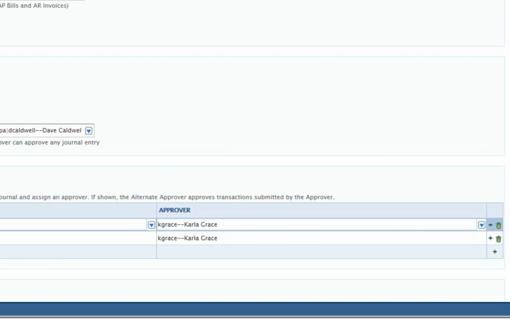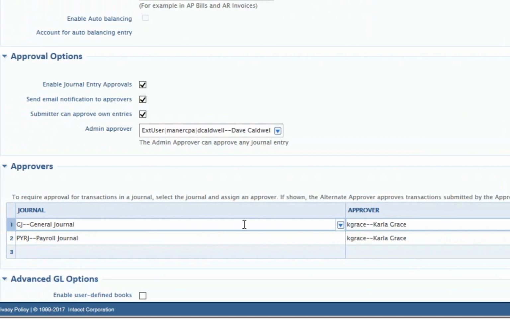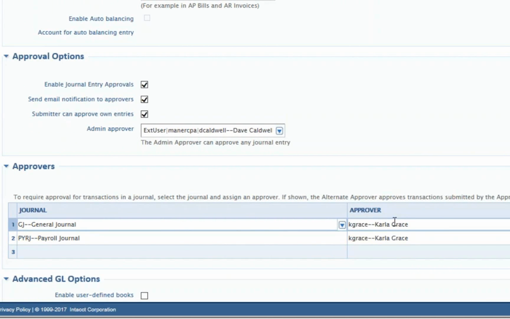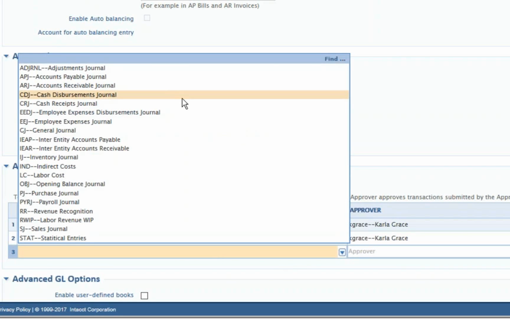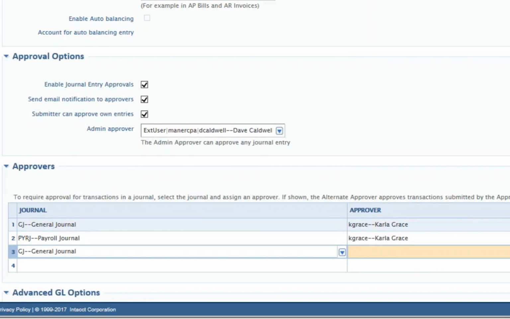Now, here's another trick that I discovered the other day in reading notes from Intacct: if you need to have more than one approver on a particular journal, all you really need to do is identify the same journal again, but with a different approver. So in this case, we now have two approvers assigned to go through an approval process. I want to mention that.